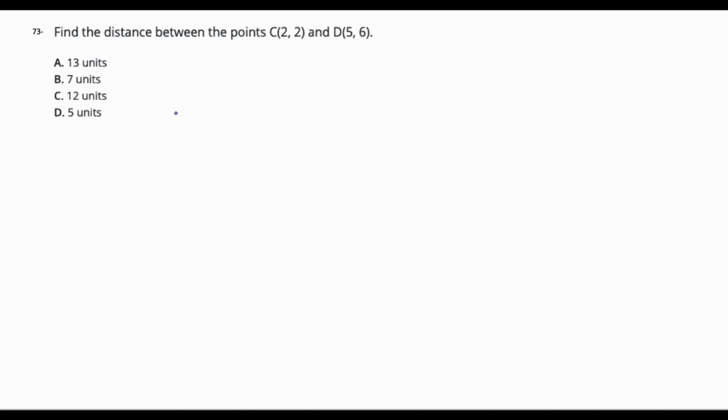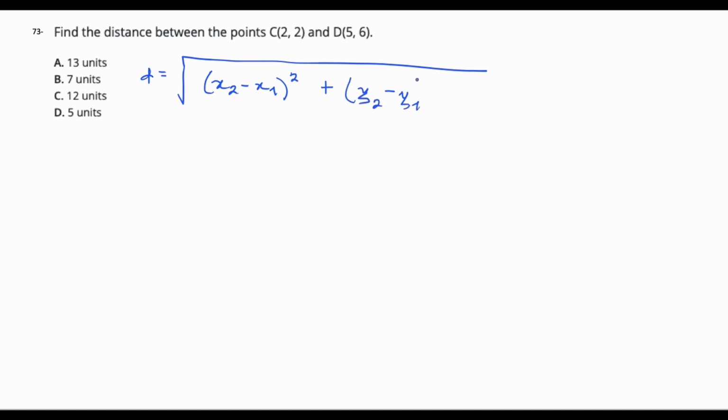Now to find the distance between two coordinates d, the formula for this is the square root of x2 minus x1 squared plus y2 minus y1 squared. So in this case, this is our x1, this is our y1, and this is our x2, this is our y2.